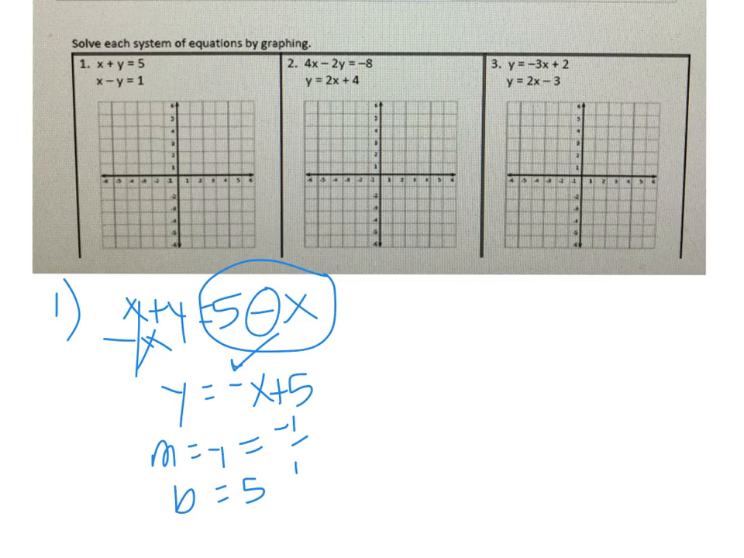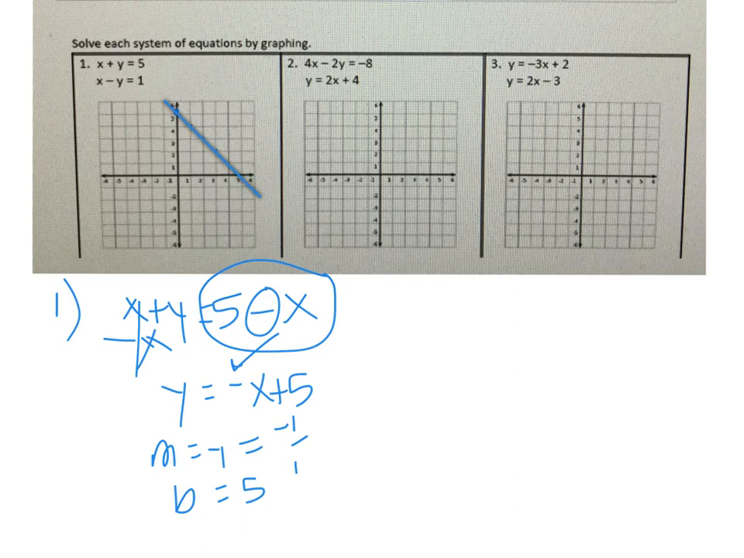So I'm going to go ahead and start graphing that first equation there. I'm going to start at 5. My slope is negative 1, so I'm going to go down 1 over 1, down 1 over 1, down 1 over 1, and create that line there. That's going to go right through there, like so.